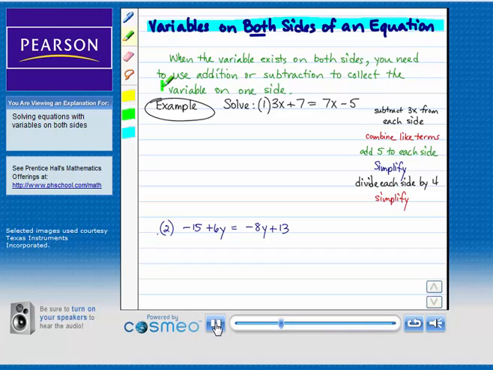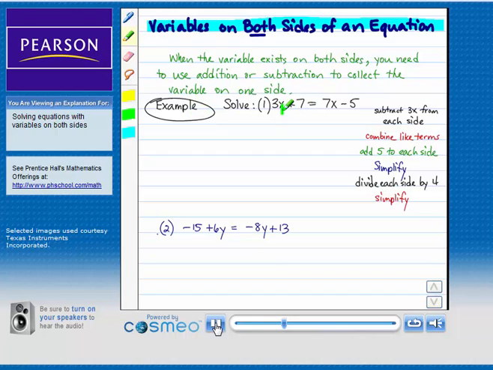Okay, now when the variable exists on both sides of an equation, you need to use addition or subtraction to collect the variable on one side. Okay, the ultimate goal, of course, is to find the value of the variable, and to do that we need to isolate it, to get it by itself. Okay, well, let's look at an example.